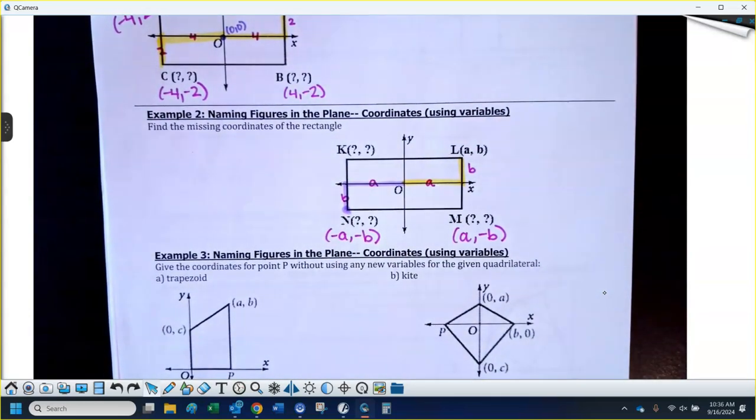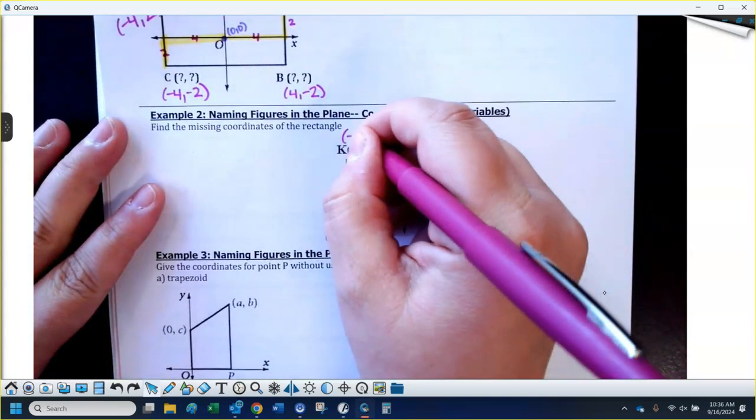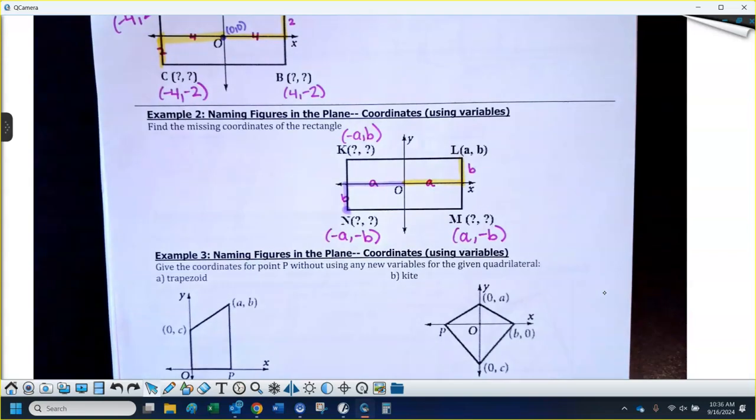Those would be the distances. All right, what about the point K? So if I go to the point K, what do you think? Perfect. This would be negative A, positive B. And I know that's weird.